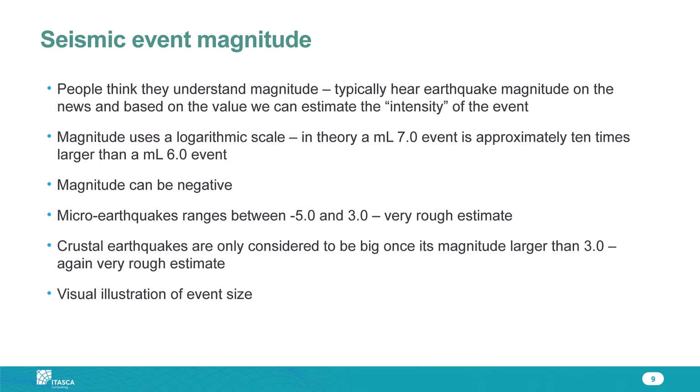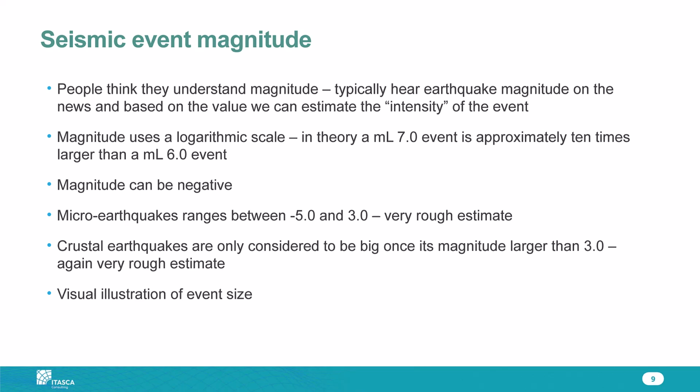It's also important to note that magnitudes can be negative. We work with microseismicity in our data, so magnitudes can be negative. Micro earthquakes typically range in the order of -5 to 3, and this is a very rough estimate, but most of the time we work with negative magnitudes, whereas in crustal earthquakes, magnitudes are only considered large once it's maybe 3 or 4 or bigger. So yes, it's two completely different scales that we tend to work with in mines compared to crustal seismology.